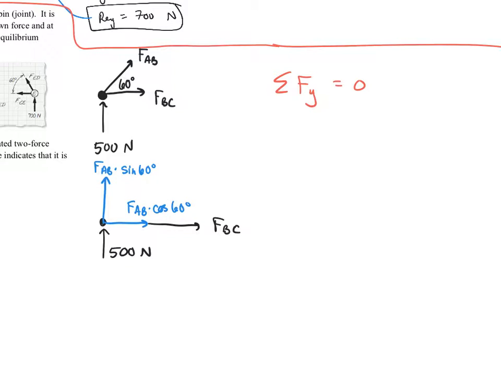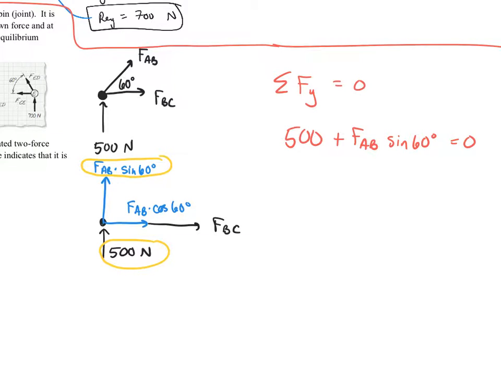500 is acting which way? Up. So it's positive. What else is acting up? FAB. Keep going. Yeah, sine 60, not just 60. FAB sine 60. So these two forces right here and right here are both pushing up. So I say 500 plus FAB sine 60 equals 0.